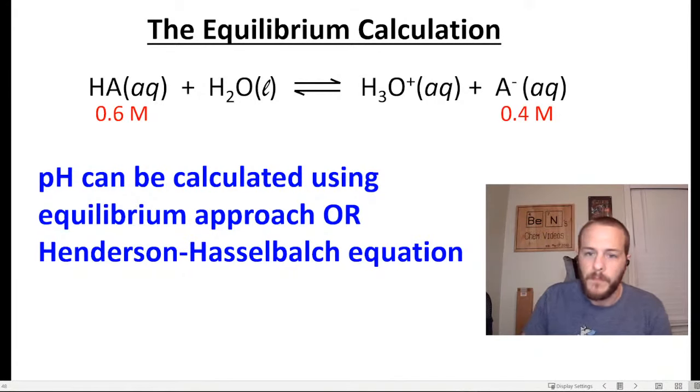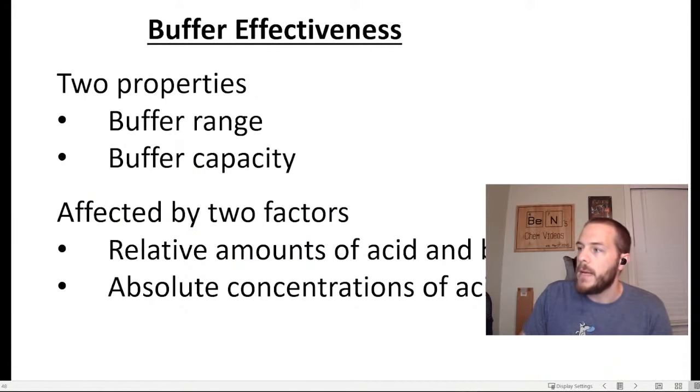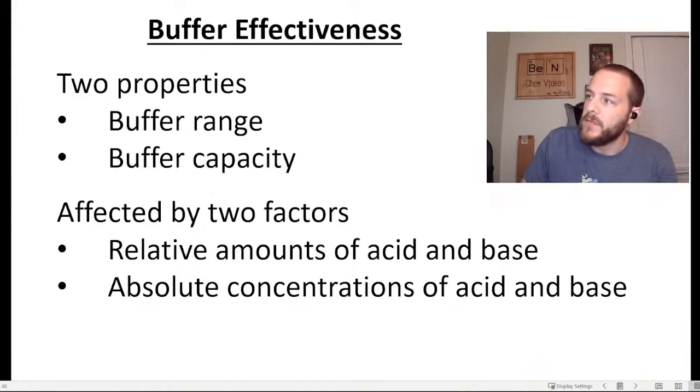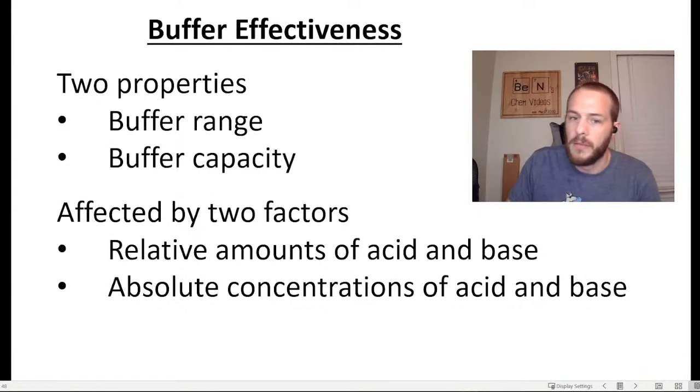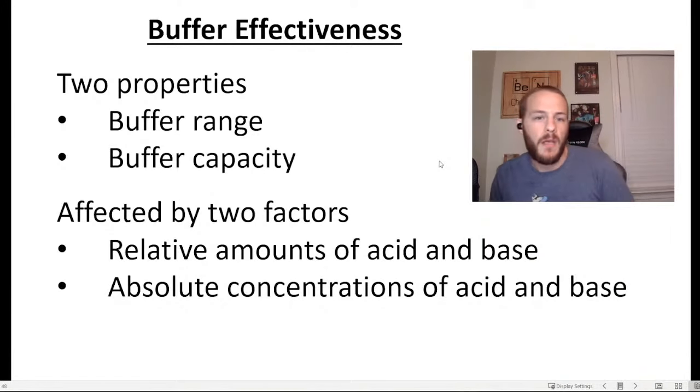So that was Volume 2 in a nutshell. So what are we going to talk about tonight? Well, tonight we're going to talk about the effectiveness of a buffer solution.